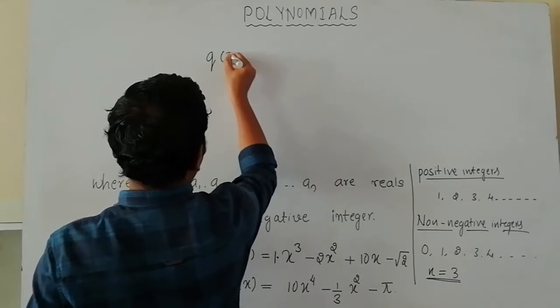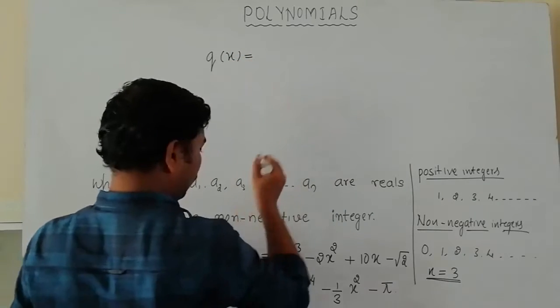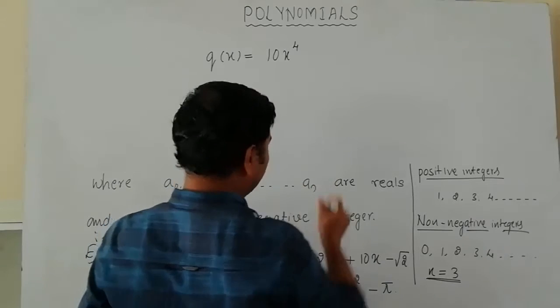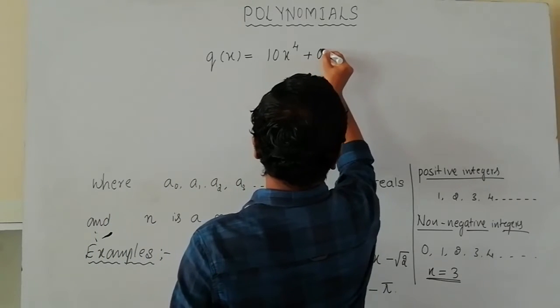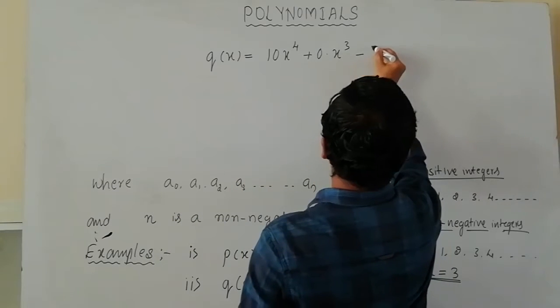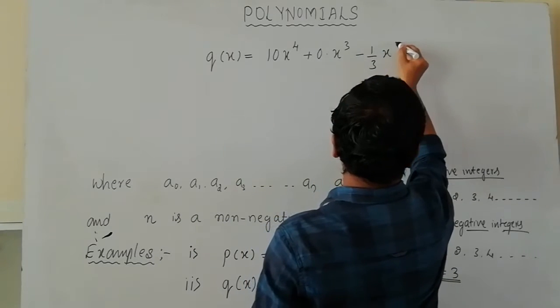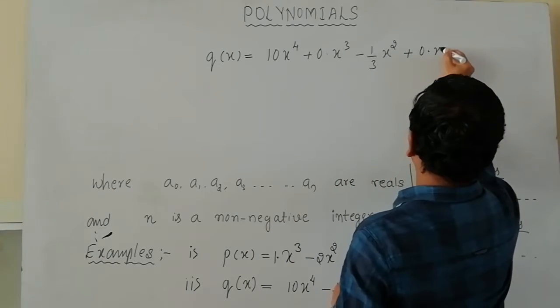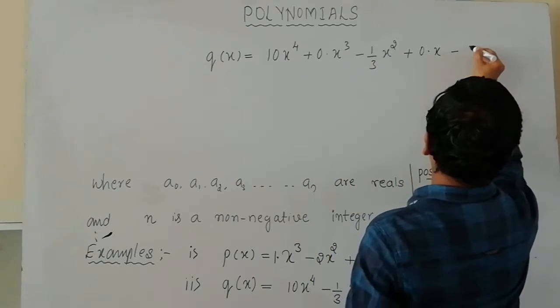Q of x is equal to one-third x power 4, next plus 0 into x power 3, and then minus 1 by 3 into x power 2, and then next plus 0 into x, and at last minus 5.